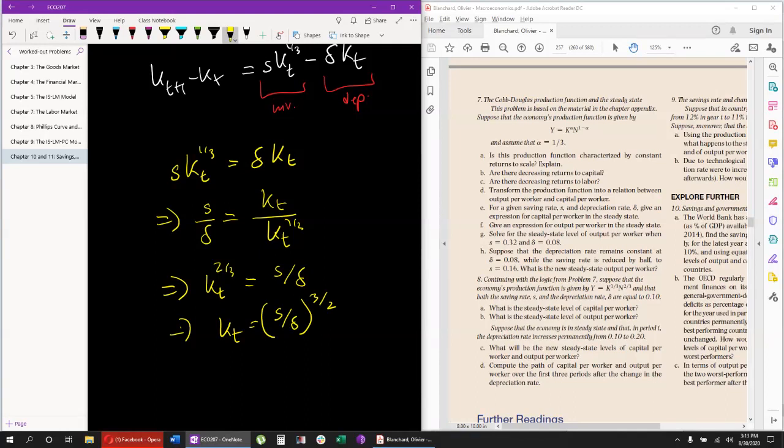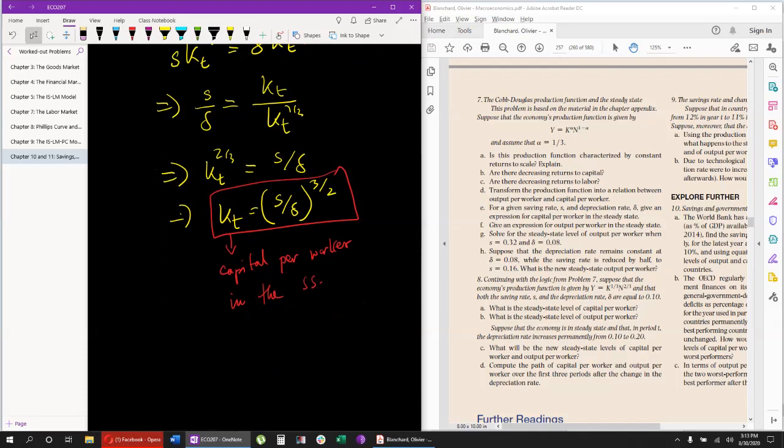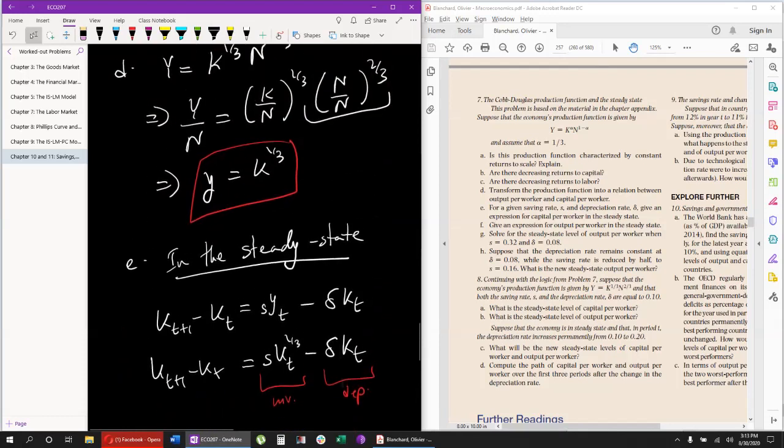We had to find an expression for capital per worker in the steady state. So this is how much capital per worker the economy will have in the steady state. That was part E. Let's move on to part F. We have to find an expression for output per worker. Okay. Output per worker, of course, is this right here. This is output per worker.